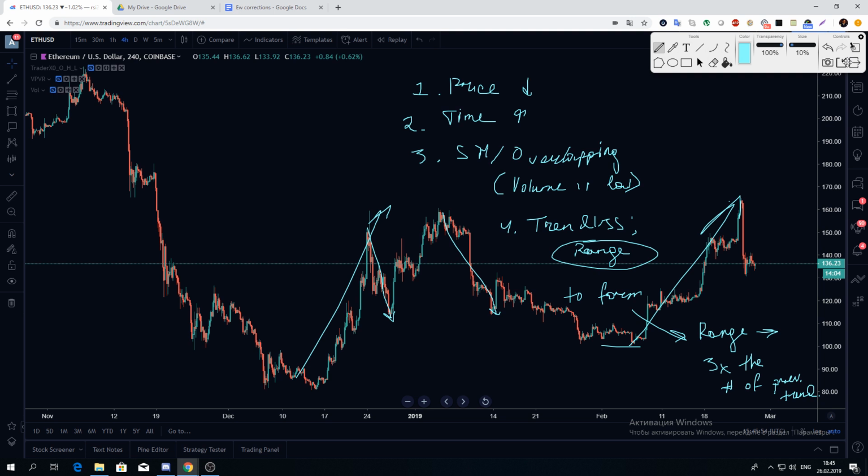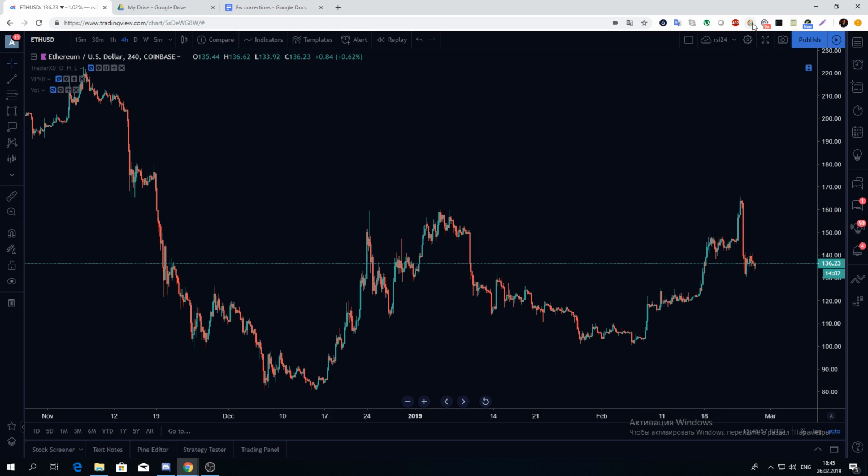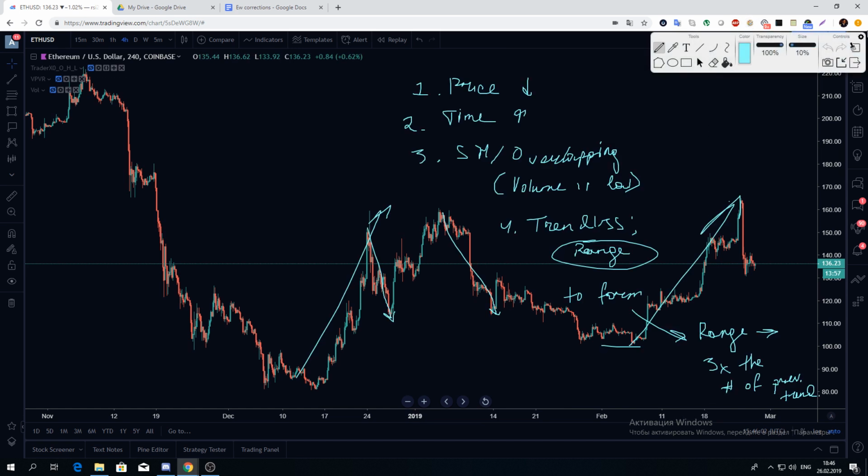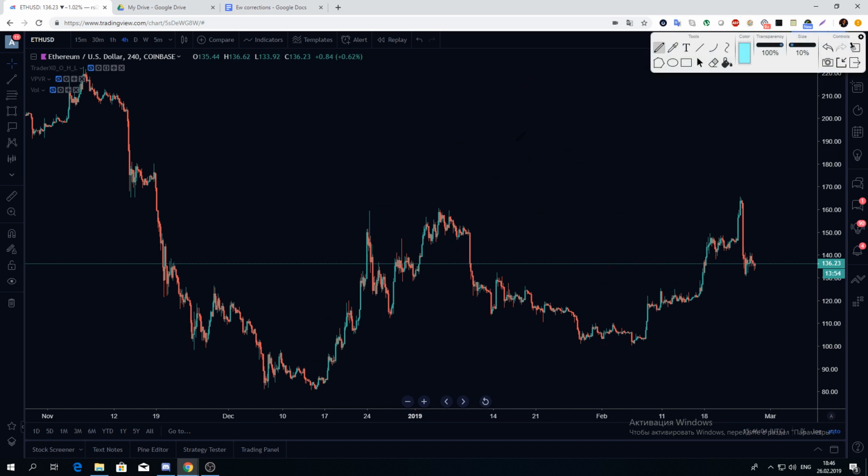So first things first, where did we actually have our trend starting and what is a trend? So many people have different definitions of trend. In terms of market structure, I follow the classic one. If it's a bullish trend, you expect higher lows to result into higher highs. And if it's a bearish trend, you look at lower highs to result into lower lows. So let's take a look at ETH.